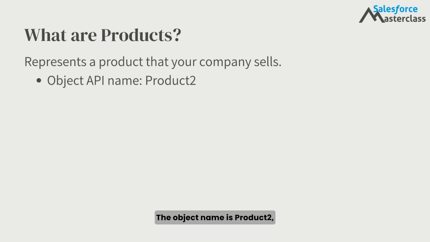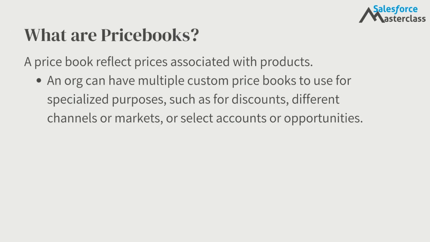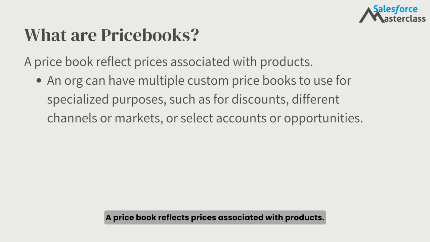The object name is Product2. Don't let that confuse you. A price book reflects prices associated with products. So you always have a standard price book that comes out of the box, and that's the first place that you need to load a price list. Outside of that, you can choose to have custom price books for different types of pricing that you want to track.